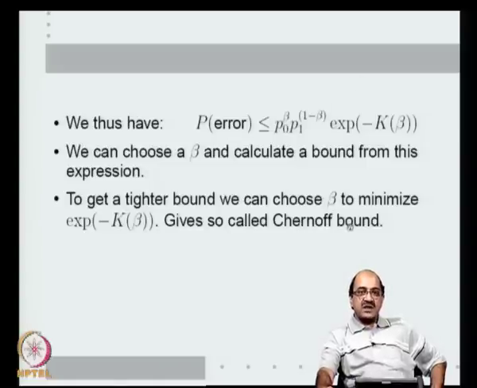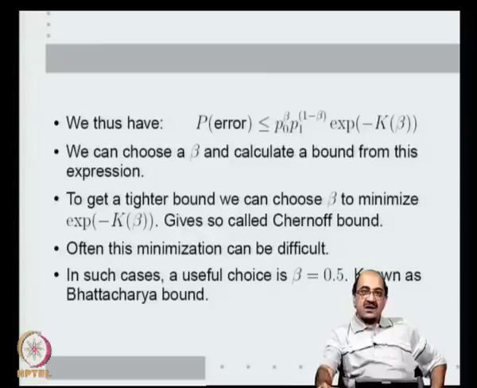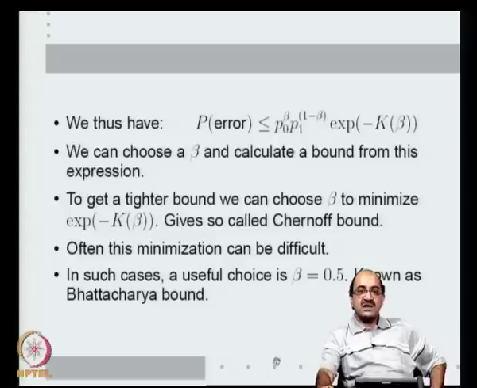If we do not want to do all that work, in practice a beta that often works is beta equal to 0.5, and the bound on the Bayes error obtained through this expression, where we choose beta to be 0.5, is known as the Bhattacharyya bound.